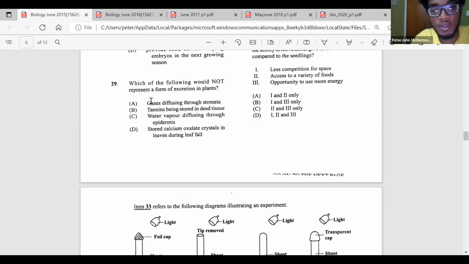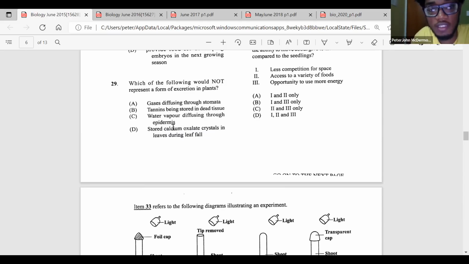So even if I didn't know, gas is diffusing through stomata. I know for a fact that has to be excretion because what are you excreting? The gas. Stomata, what has stomata? Plants. Know that. Tannins, I don't know, skip. Water vapor diffusing through the epidermis. Sure, sure. Water vapor is what's being excreted, plant, sure. Stored calcium oxalate crystals in leaves during leaf fall.